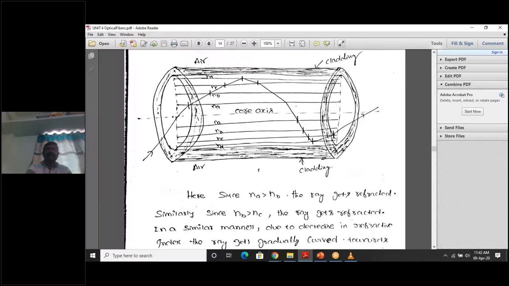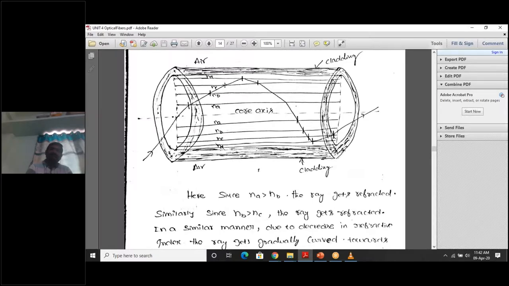Now this light ray touches layer B. For this light ray, this layer acts as a denser medium and the next layer acts as a rarer medium. If the angle of incidence is less than the critical angle, what process does the light ray undergo? Refraction. So the light ray undergoes refraction from NB to NC.